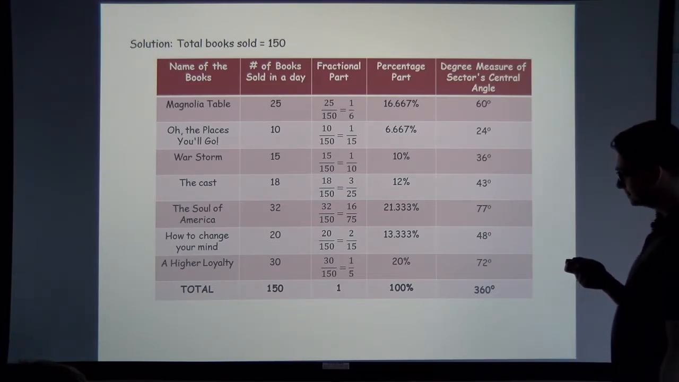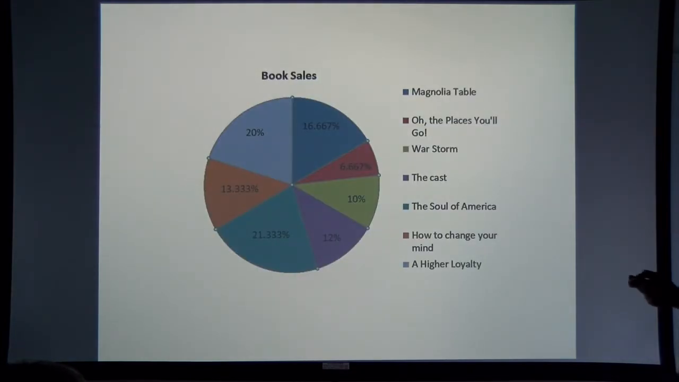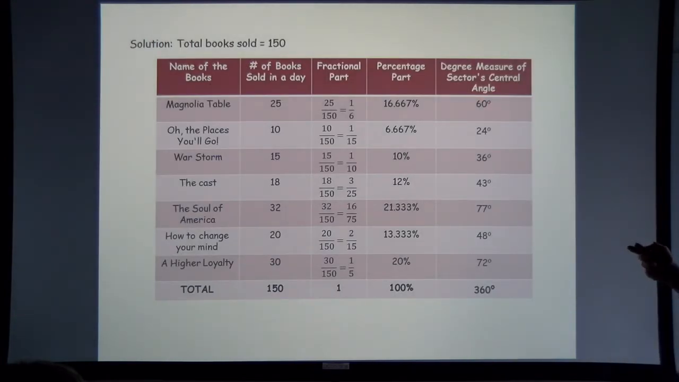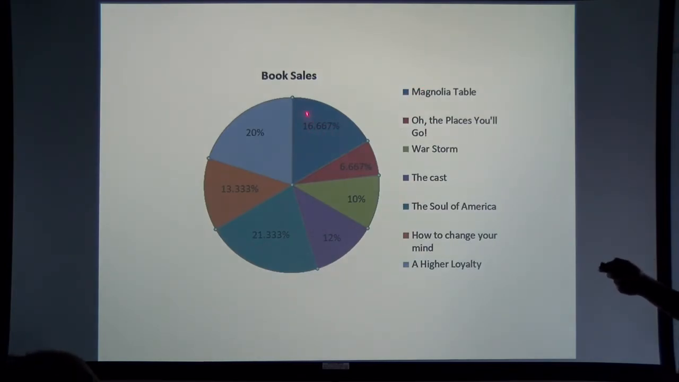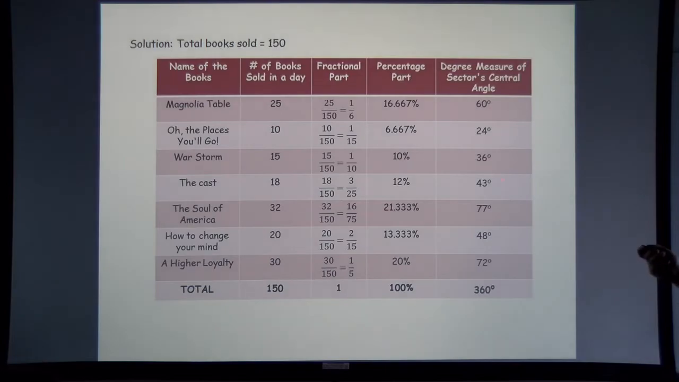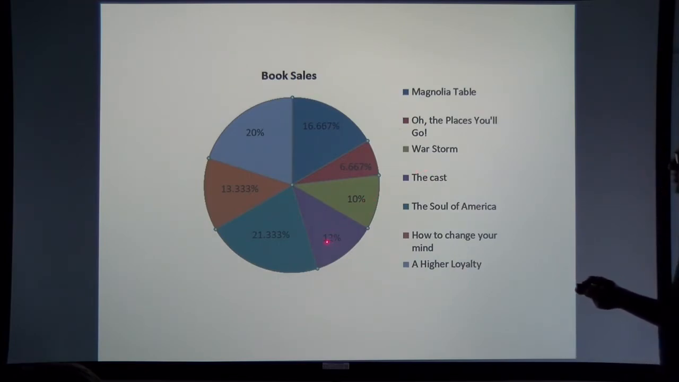Okay, so after we have all of our data, all of our percentages, and we notice what degree we're using, we could then make our pie chart or our circle chart. So we know Magnolia Table was a 60-degree angle, so we can notice it right here. Oh, The Places You'll Go is only 6.667%, or a 24-degree angle. Okay, Warstone was 10%, the cast was 12, so on and so forth. So this is exactly how your circle or pie chart should look. Okay, questions on these?